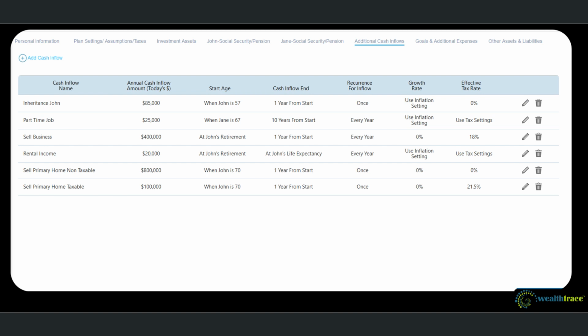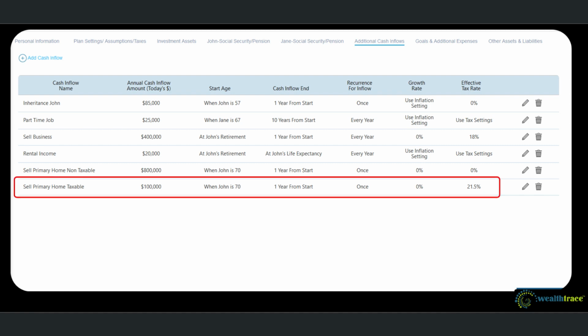For a home sale, you want to add two line items. Add the non-taxable portion, which includes the cost basis and the exclusion, if there is an exclusion. Then add the taxable portion. I added these here. Note that neither of these grow with the inflation rate. The non-taxable portion in this example is a cost basis of $300,000 plus the $500,000 exclusion for a married couple. The house is projected to sell for $900,000 in 10 years, so the taxable portion is $100,000.